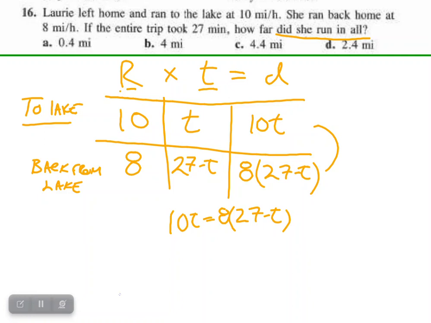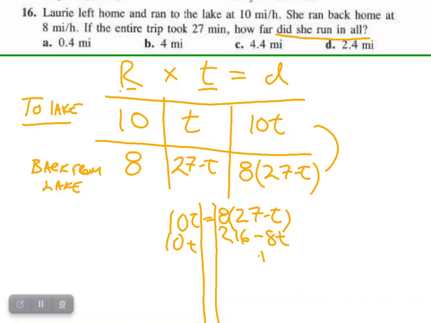Okay, so what I first did was I made the train tracks, but the first thing that I did was I distributed this side. So 8 times 27 was 216. And then it was minus 8t. And then this was still 10t. And then the next thing I did was I know you have to get the t on the same side of the equation.